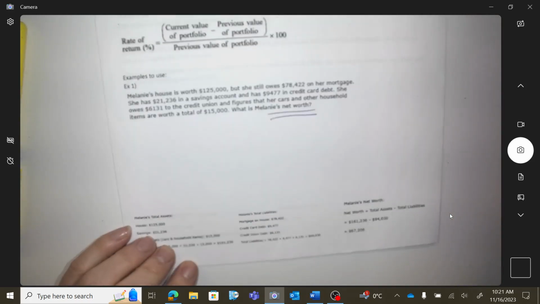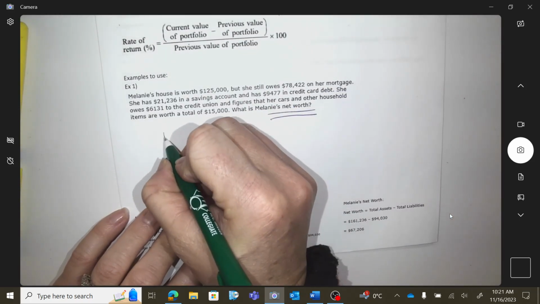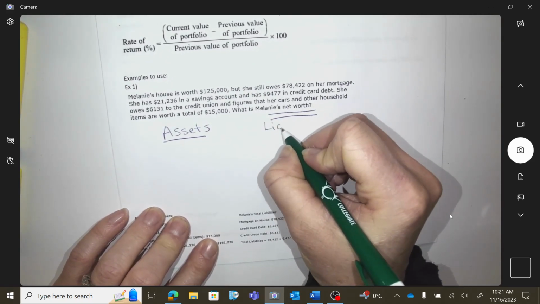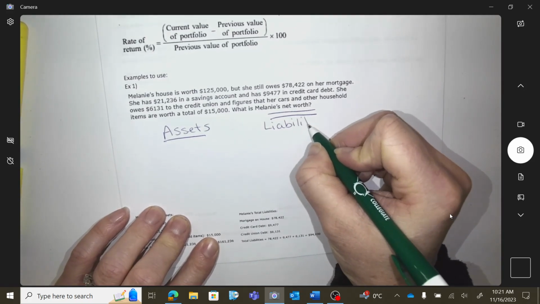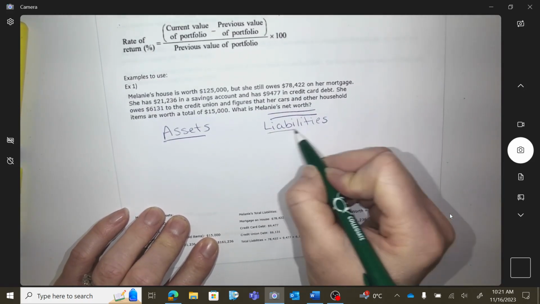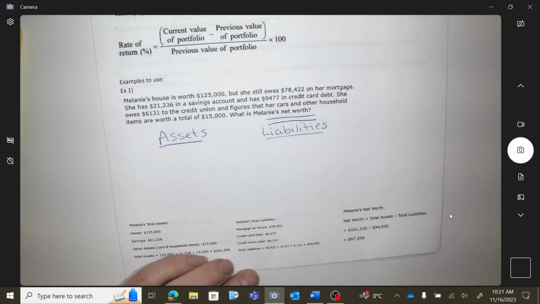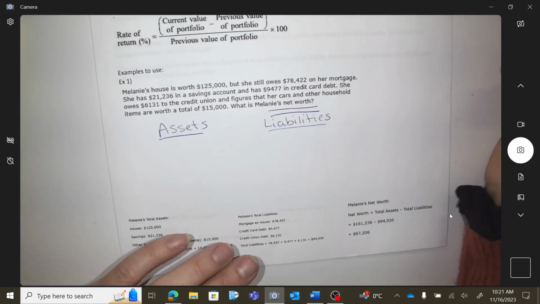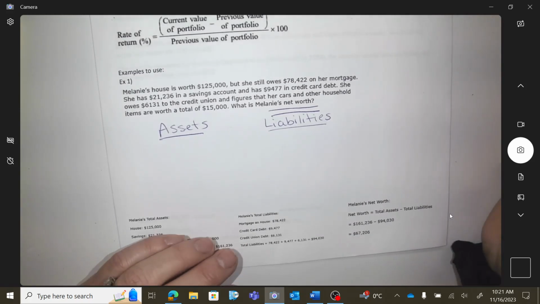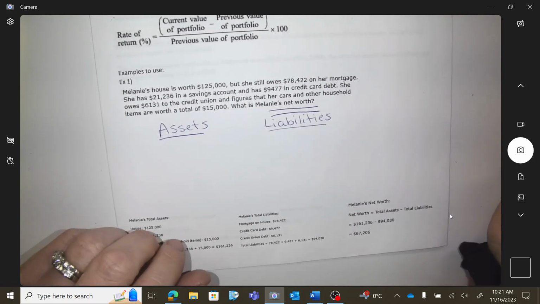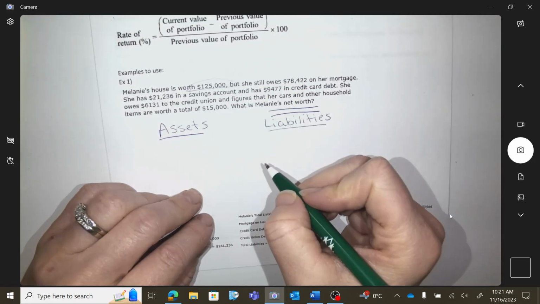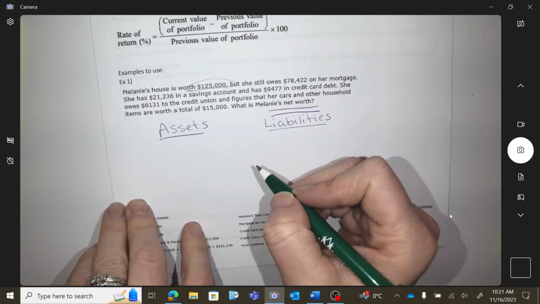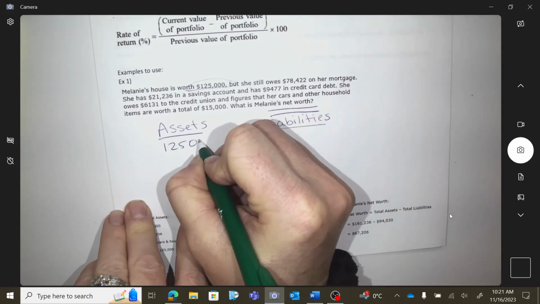Okay, so here we go. We need to figure out things that are good and things that are bad, or debt stuff. Okay, so we're going to read it slower now. So her house is worth this much. Is that a good thing or a bad thing? That'd be a good thing.